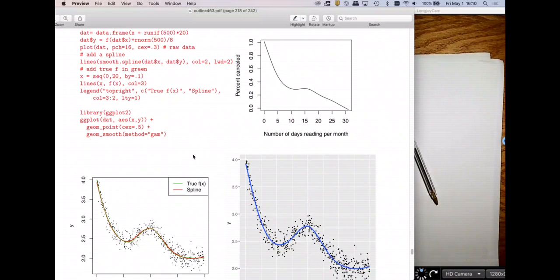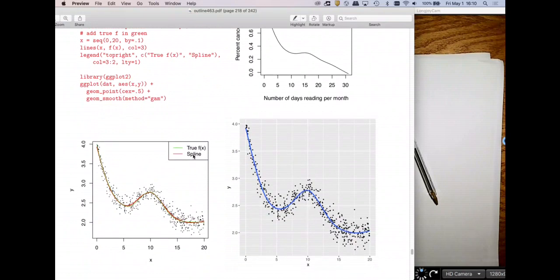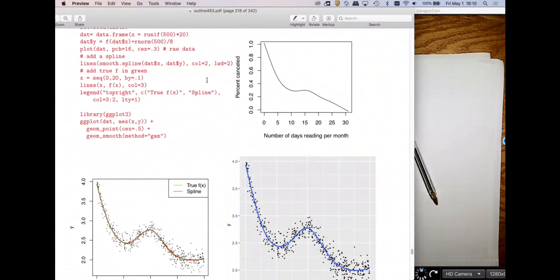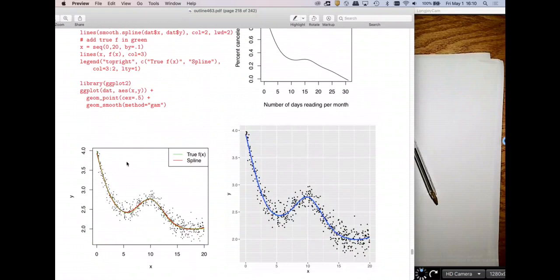So I decided to construct an example. And so I made myself kind of a messy real function. So if you're curious what that real function was, here it is. But the true function is shown in green. And so this is the true f, that green function.